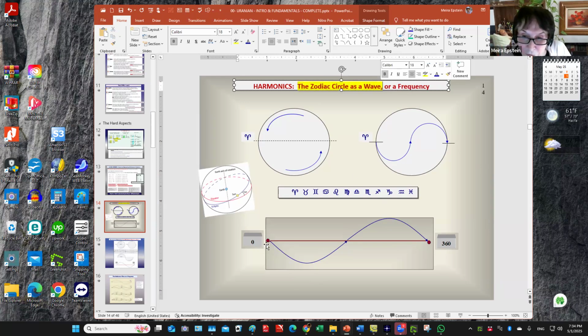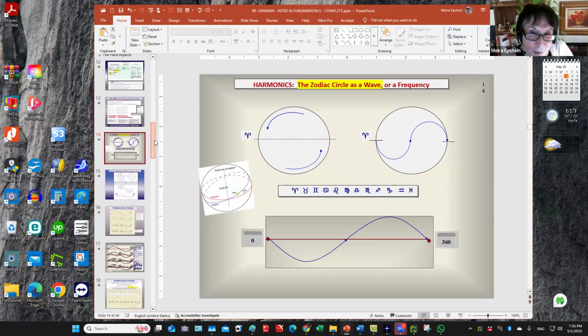It's like a wave. The red line is the equator. Look at the image on the left. The red line is the equator. And the blue line is the ecliptic, which is the zodiac. And because part of the ecliptic is north of the equator, part of the other one is south, here is the south and the north. So this is the zodiac around the earth. Can you visualize that? The idea is that we're dealing with a wave.